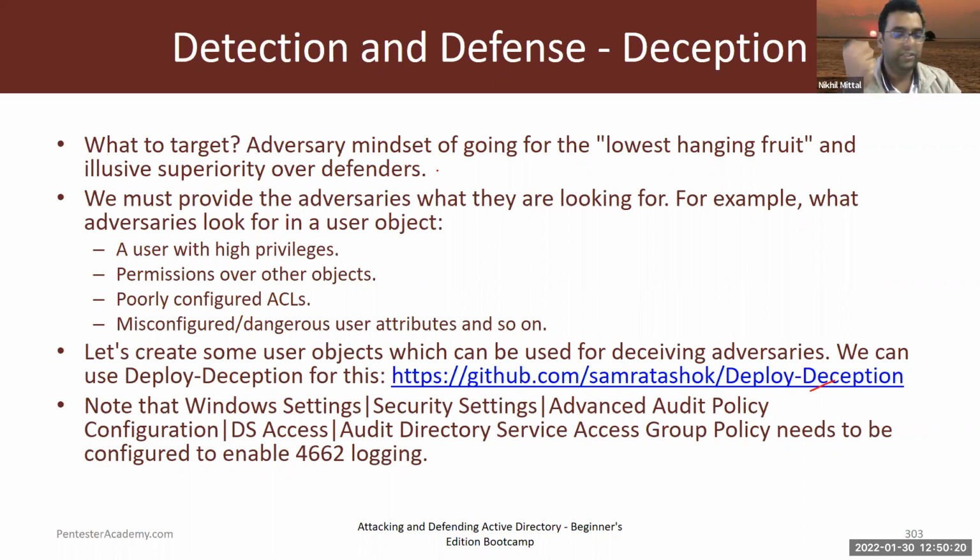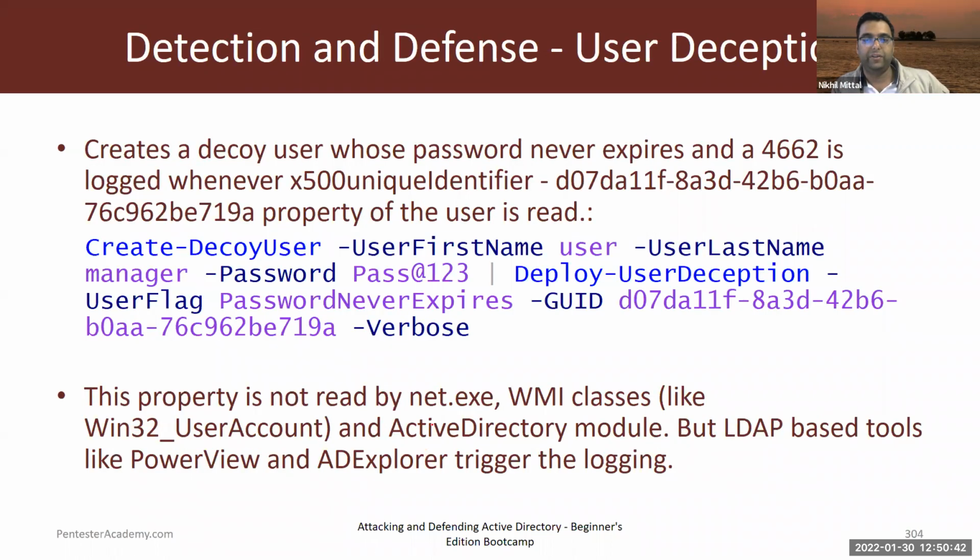Things like create a user with high privileges, but turn on logging for them, users that have poorly configured ACLs and whatnot. So the idea behind Deploy-Deception is you turn on aggressive logging, and then you create decoy objects. For example, you can create a decoy user. What this command from Deploy-Deception is doing is creating a user called usermanager with some password, and then we deploy user deception.